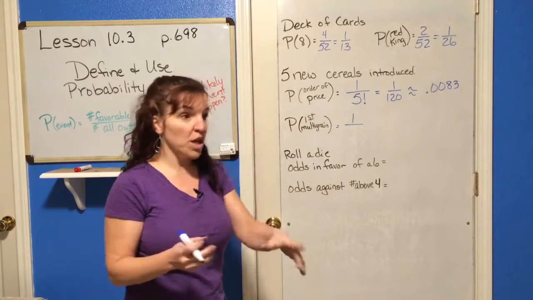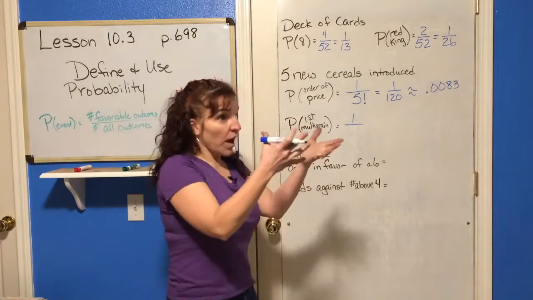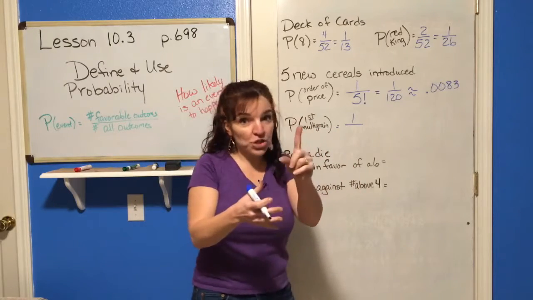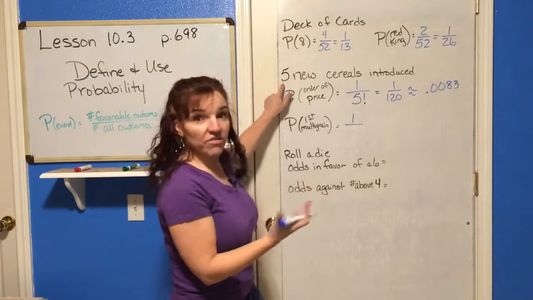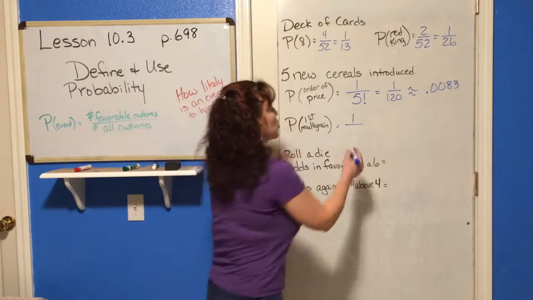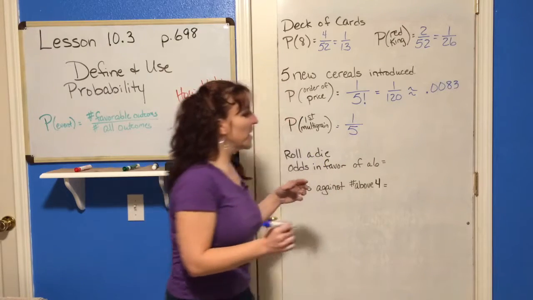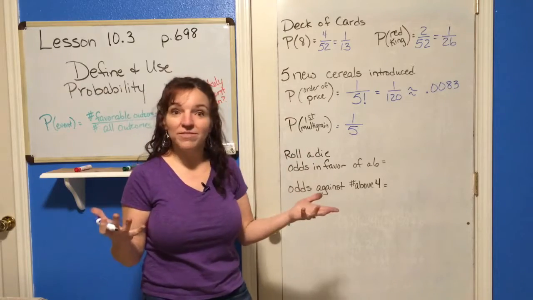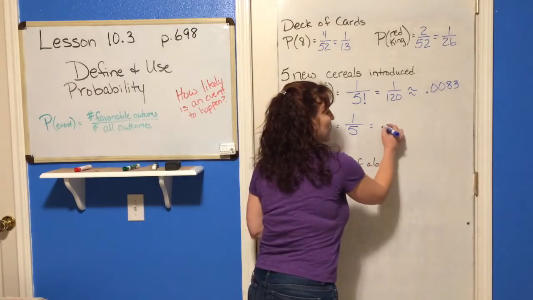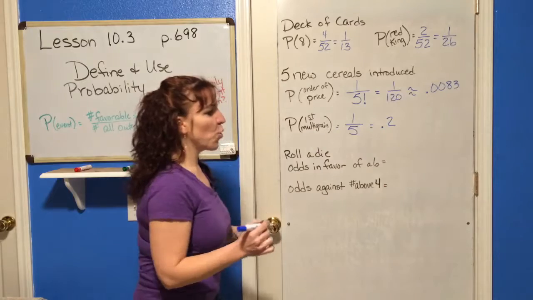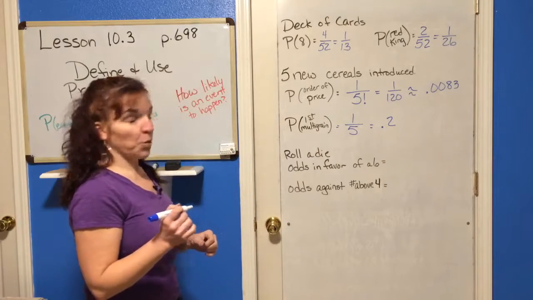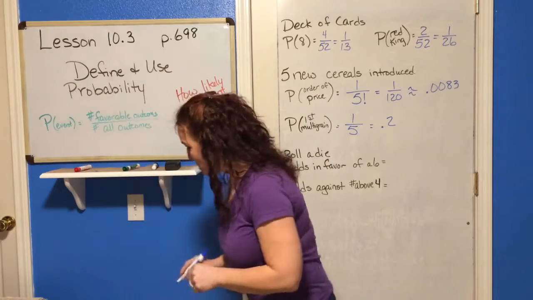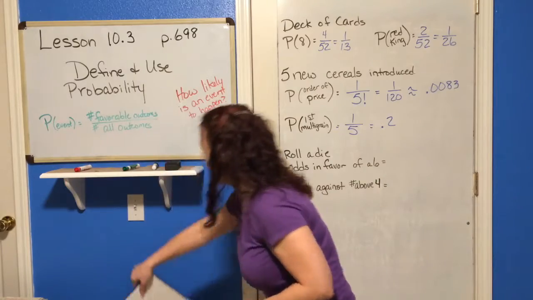I just want the first one. So the possible number of first cereals is 5. There are 5 different options, so the probability is just 1 out of 5, or 0.2 in this case. So you can leave it as the fraction or change it to the decimal either way. Okay, now that's probability. And you may have already done that before.